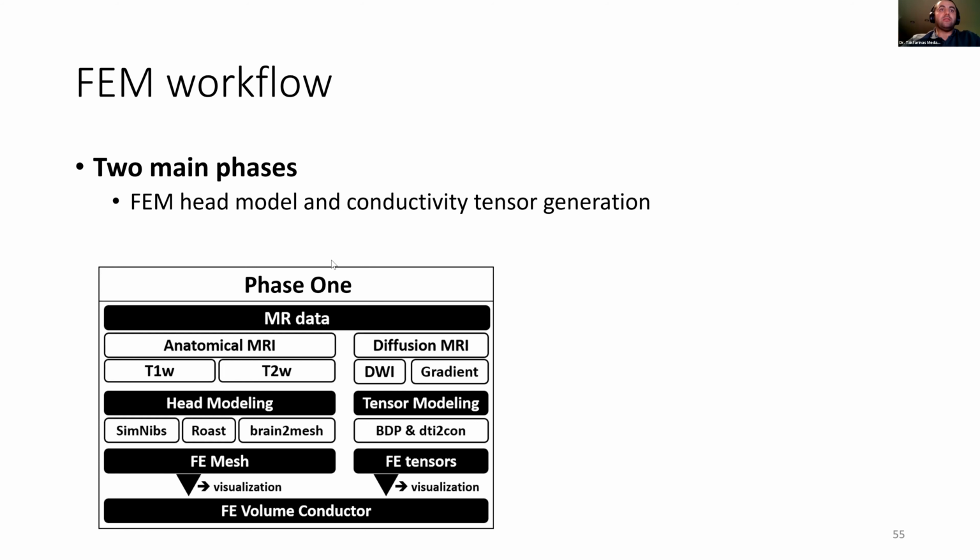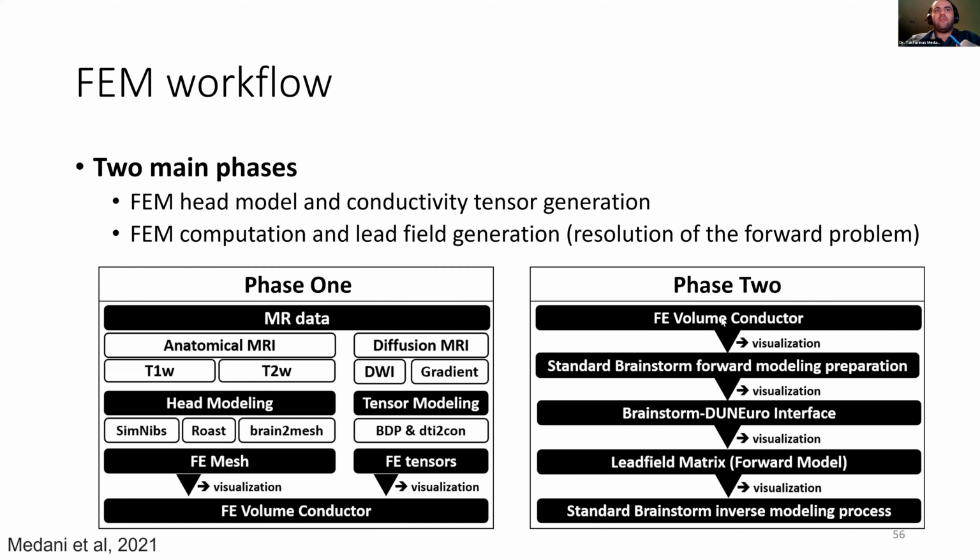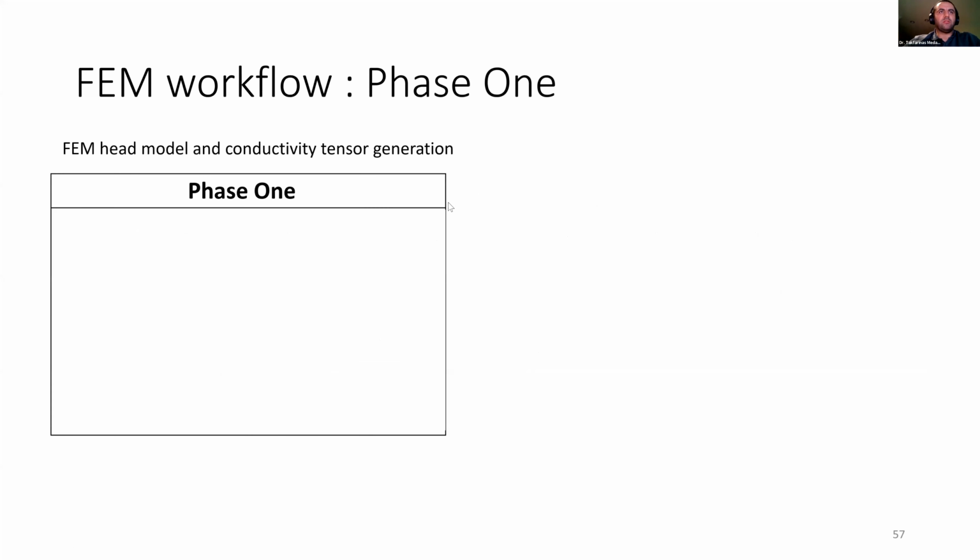However, in most cases, people don't have their MRI, so there are a lot of templates which are validated by the community that can be used, and they are freely available in the software. So phase one is the head model and conductivity tensor generation. And the second phase is the computation of the forward problem, or the computation of the lead field matrix that I showed you before, and all this using the finite element methods. I will explain phase one step by step.